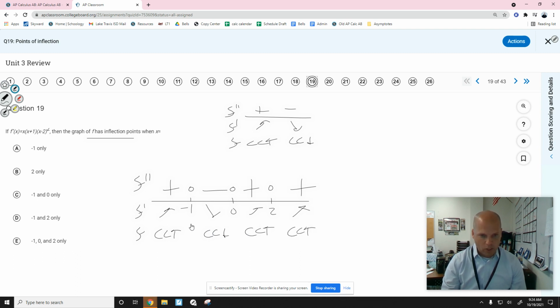There are only 2 points of inflection where we change concavity, -1 and 0. We don't change signs of our second derivative at 2. We're not changing concavity. This is a point of no concavity, but it is not a point of inflection. So -1 and 0 only.